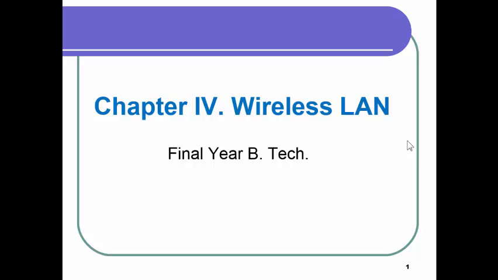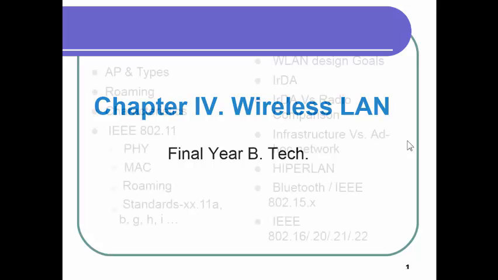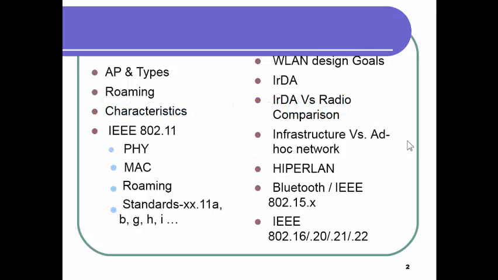Dear students, let us continue with the chapter Wireless LAN. In this video lecture, we are going to discuss the points that we have already discussed related to the access point. So first we will discuss the services offered by the access point and different types. Then the concept of roaming in wireless network. Then characteristics of wireless LAN.